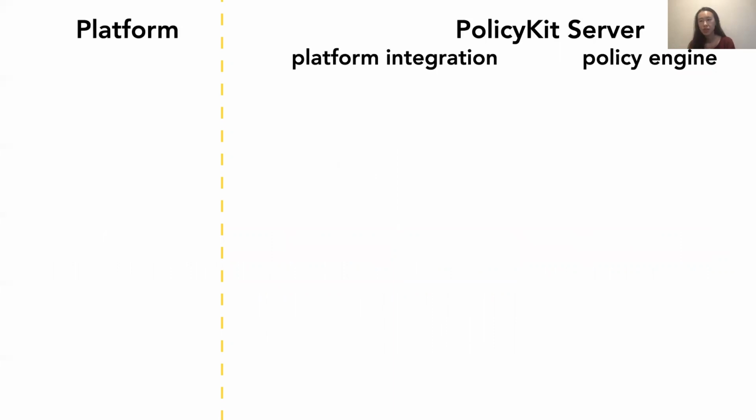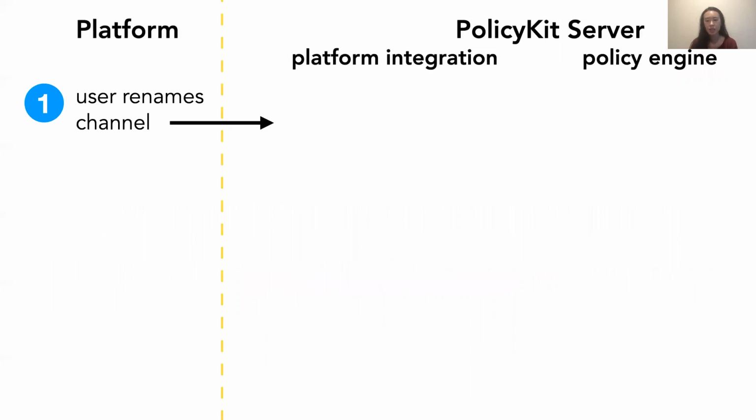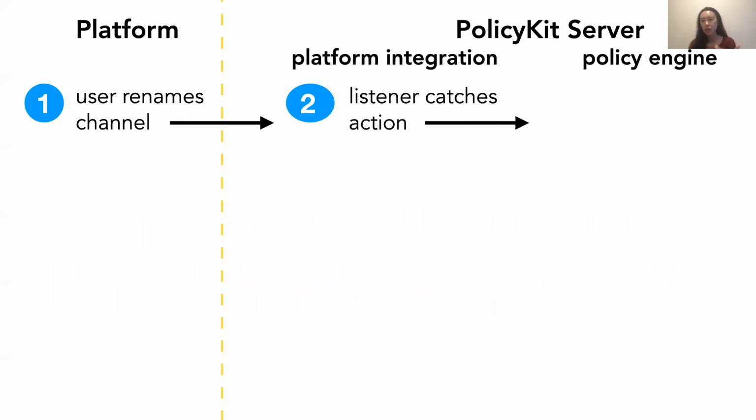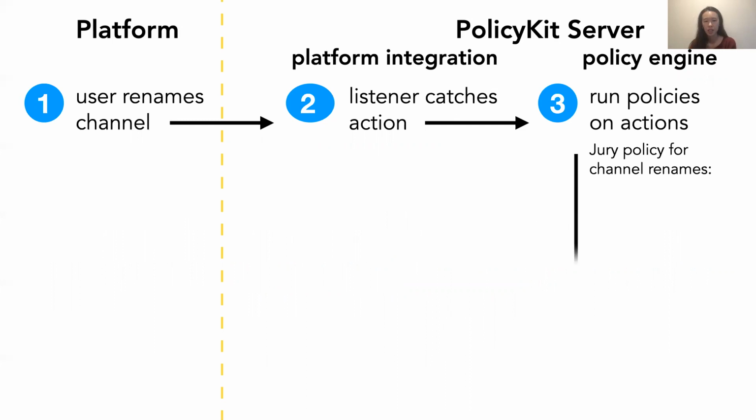So working through the entire process, first, say a user tries to rename a channel on Slack using the Slack interface. Our Slack platform integration in PolicyKit includes a listener that is listening to all governable actions. It catches the action and then passes it along to the policy engine.